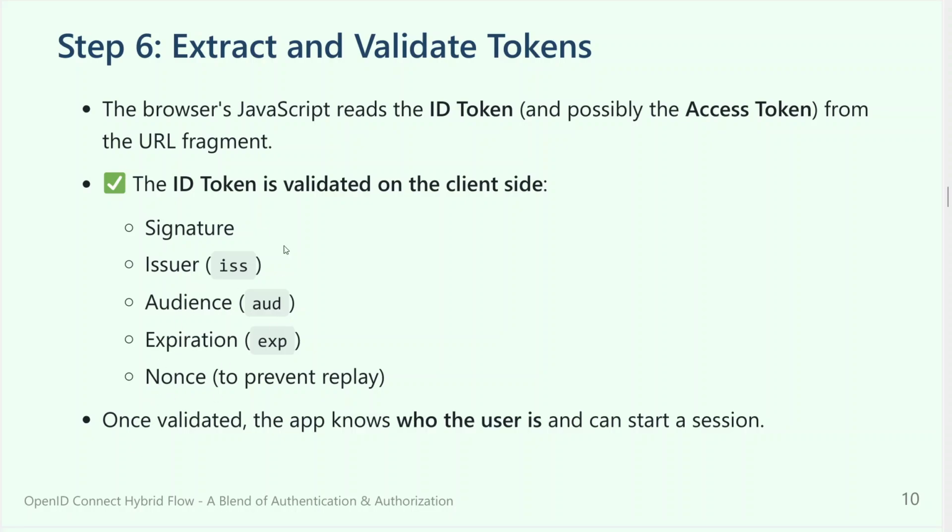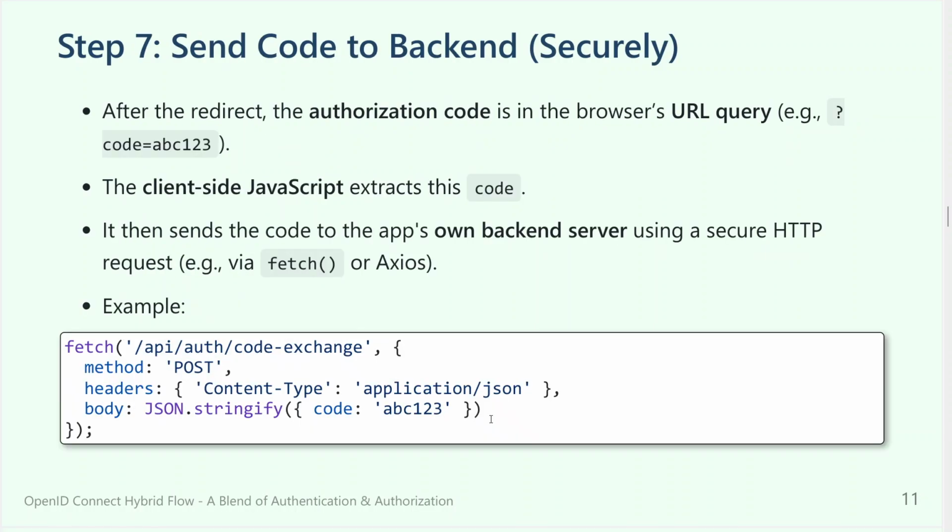I will create some videos to explain in detail all of this. But for instance, the issuer, it's who issued this, it's the authorization server. The audience, usually it's the backends that you can access with this token. The expiration, I think it speaks for itself. It's just a kind of spoiler alert for future videos where I will explain this in detail. So once validated, the app knows who the user is and can start a session.